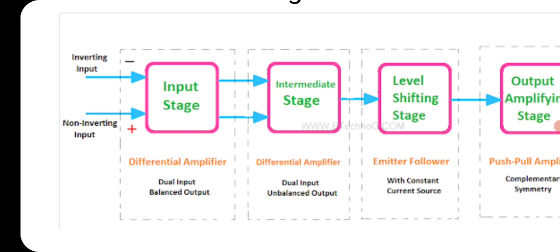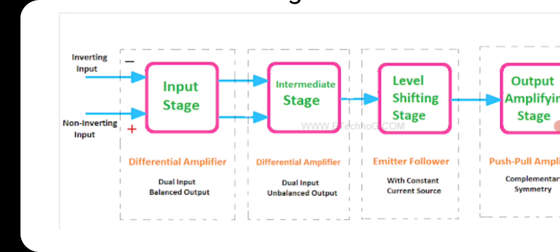The input stage is provided with dual input, that is inverting and non-inverting inputs, which you can see from the diagram. These are the two inputs, hence it is called dual input. It has a differential amplifier which takes the dual input and produces a balanced output.